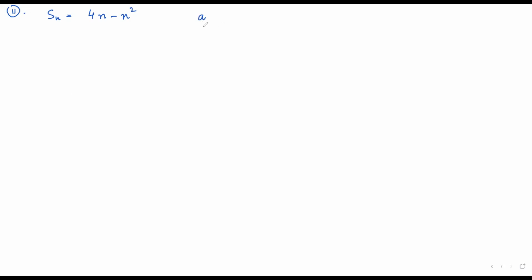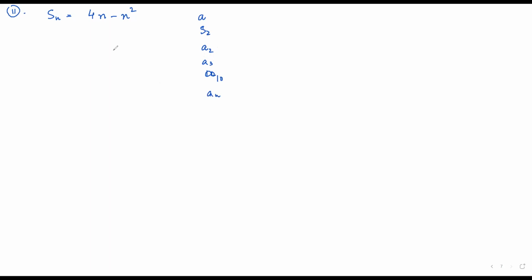What is the sum of first two terms? That is like S2 you have to find. What is the second term? That means a2 you have to tell. Similarly, find the third, 10th and nth term. So a3, a10 and an. All these you have to find. Clear? Now Sn is given.